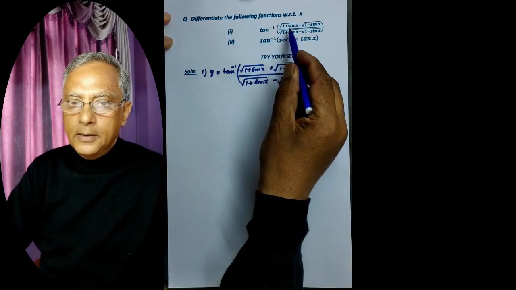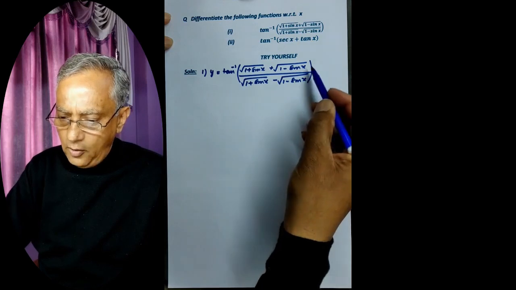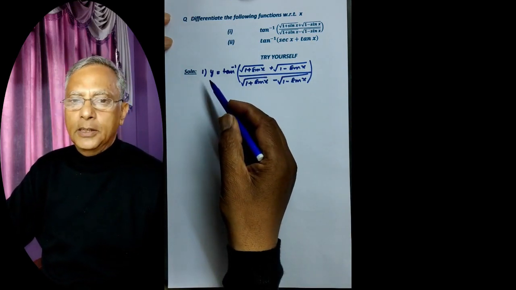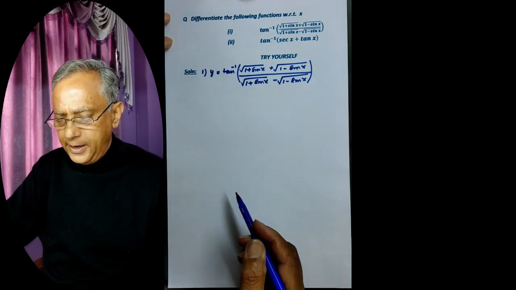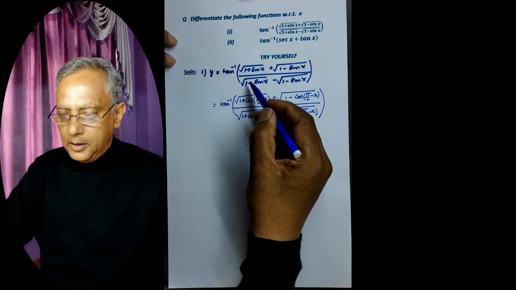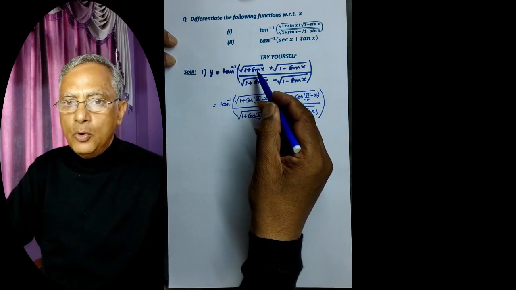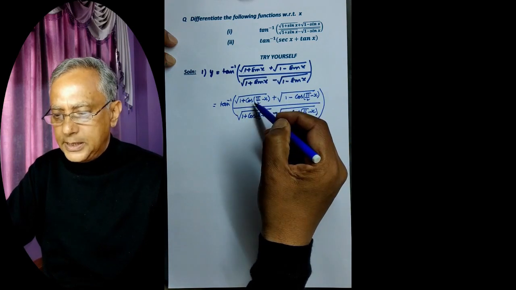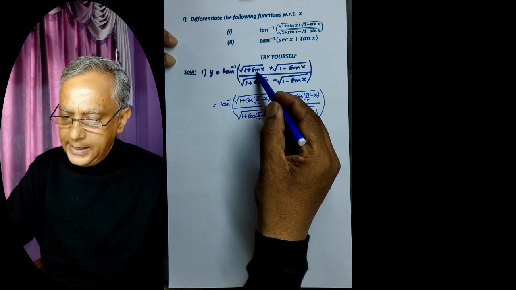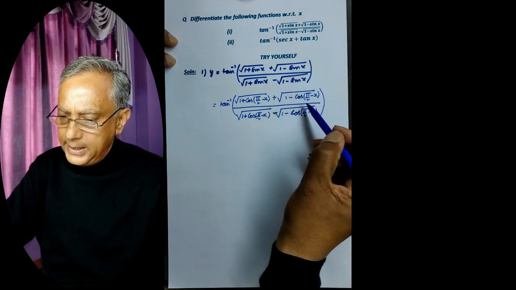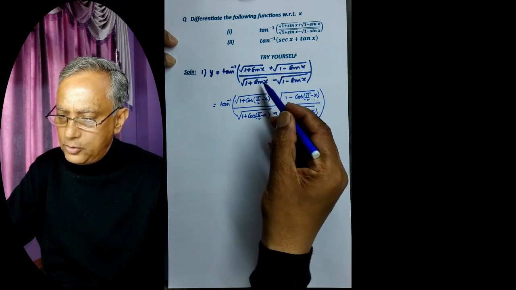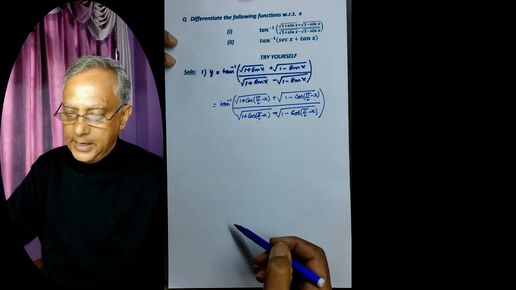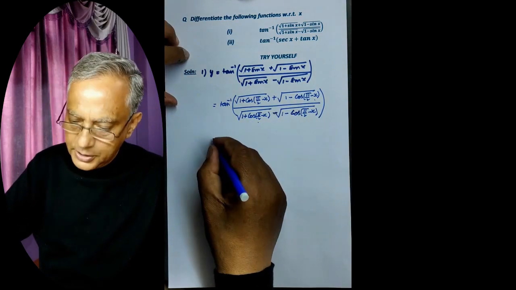Now we are given y is equal to tan inverse of this, and we have to differentiate this function. But before differentiating it, we will simplify this question. Now in this question, because there is no formula available for 1 plus sin x and 1 minus sin x, we will change this into cos. We will write this as cos of pi by 2 minus x, this as minus cos pi by 2 minus x, and then proceed with the question.